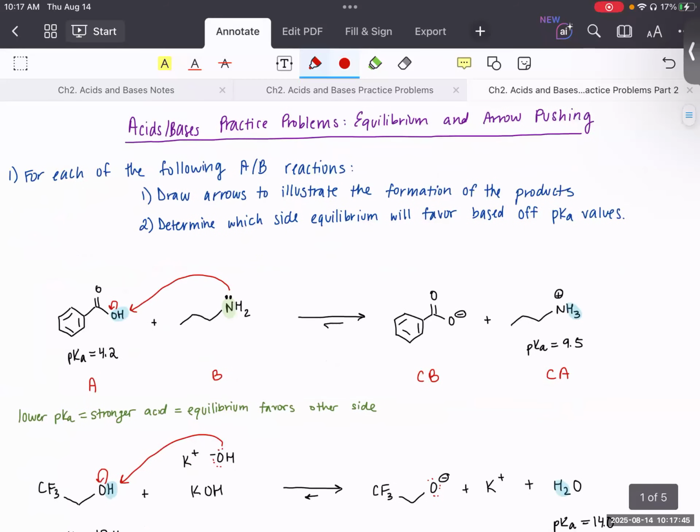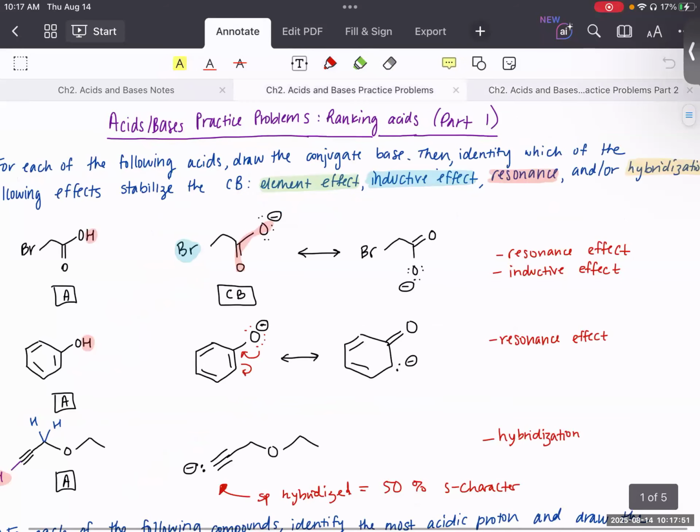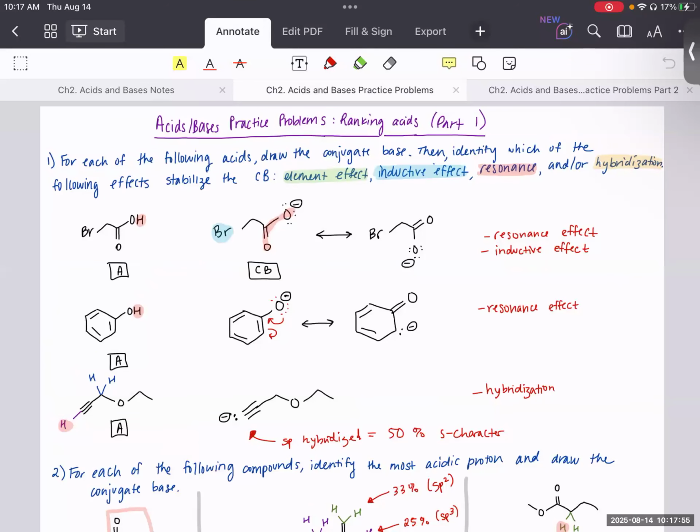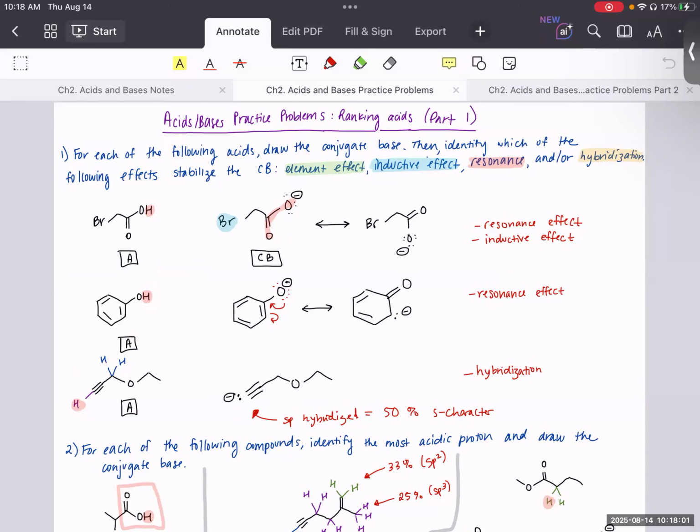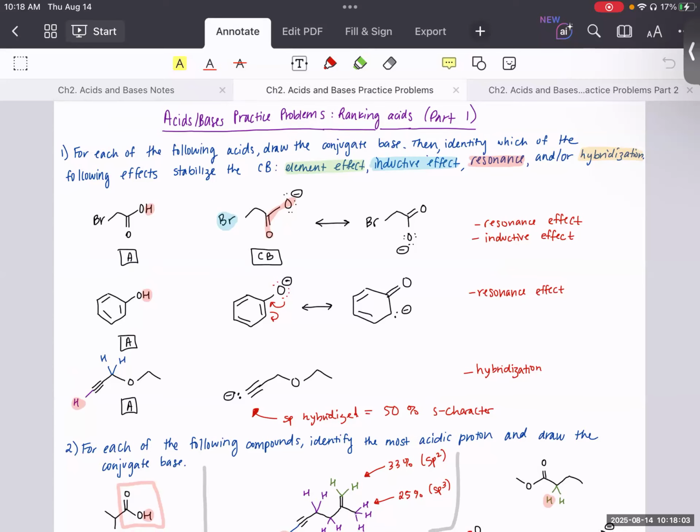All right, and again, if you haven't done so already, I recommend working through those part 1 practice problems. This problem set is a lot more focused on those 4 effects. So if you feel like you're not confident with the element effect, the inductive effect, resonance, and hybridization, then I suggest working through this problem set to get a better grasp on that.